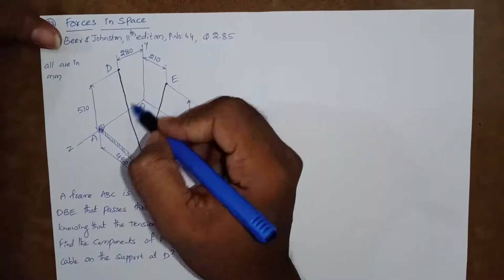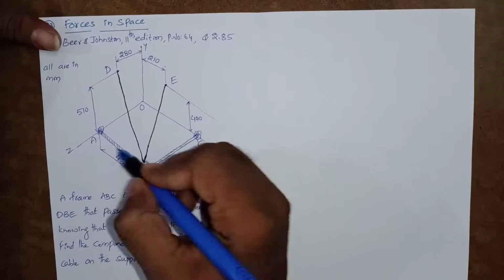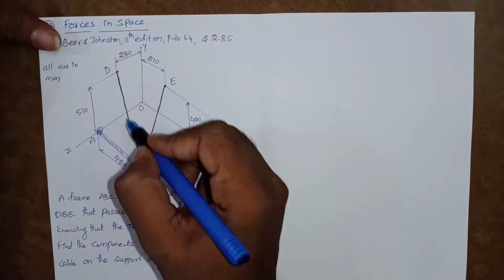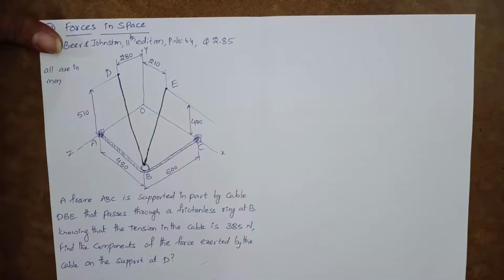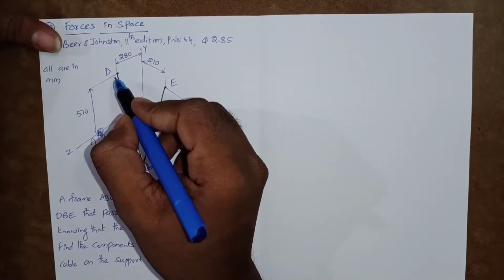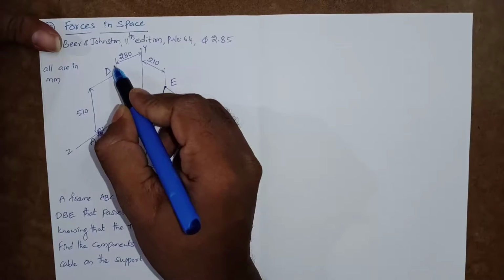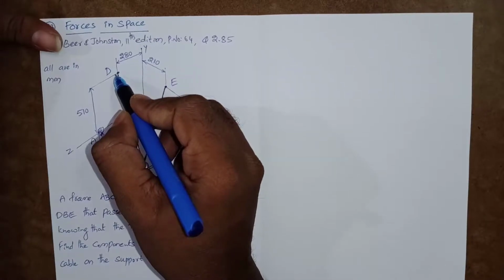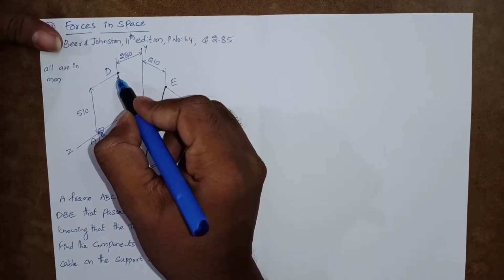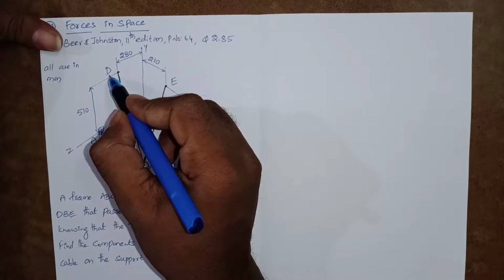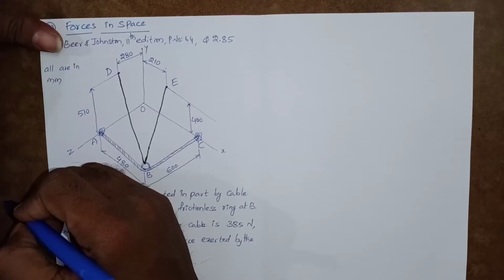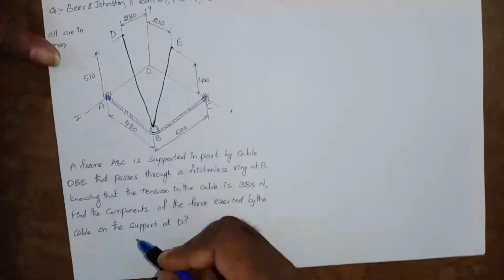So here this frame is supported with this single cable, thereby this cable DBE will be in tension. For the cable DBE to be in tension, the support at D must pull this cable in this direction. When the support at D is pulling this cable in this direction, at the same time the cable also will try to pull this support at D in the opposite direction with the same magnitude. Given that the tension in the cable is 385 Newton.